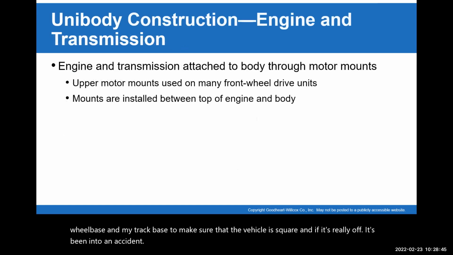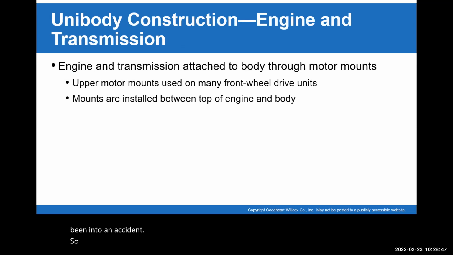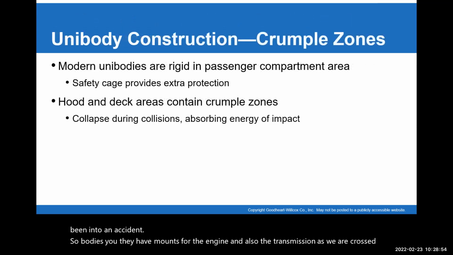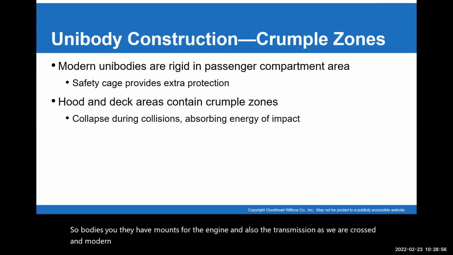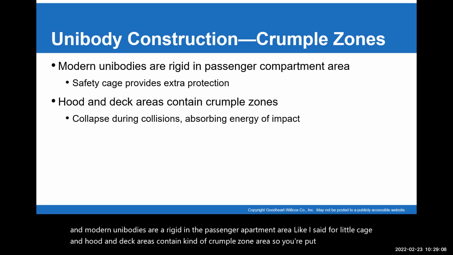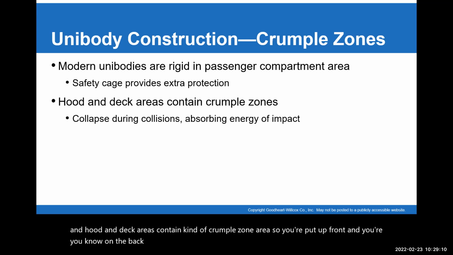So unibodies have mounts for the engine and also the transmission as we go across. Modern unibodies are rigid in the passenger compartment area, like I said, like that little cage. And the hood and deck areas contain crumple zones. So your hood up front and the area at the back are allowed to collapse when you get into an accident.